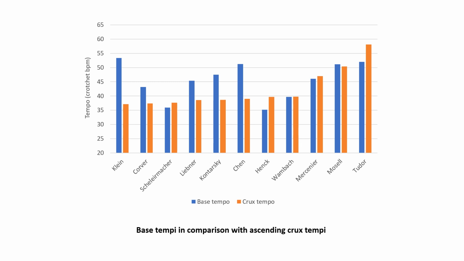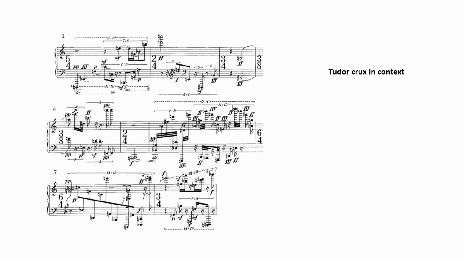Now, let's listen to the effect of Tudor and Henk's contrasting approaches in context. First, here is Tudor's performance of bars 1 to 8. As you will hear, his wild and virtuosic performance of the crux is reflected in his treatment of surrounding material, contributing to the consistently visceral intensity of his interpretation.